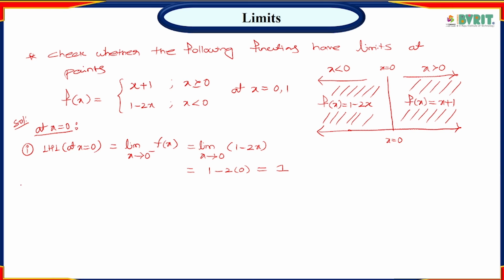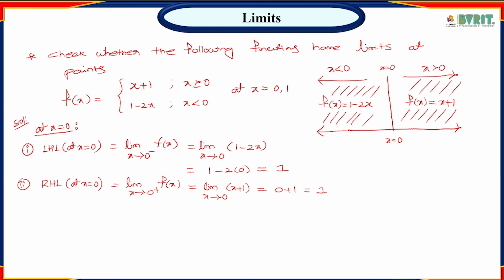Then similarly the right hand limit at x is equal to 0. The right hand limit is nothing but the limit x tends to 0 plus f of x. Limit x tends to 0 plus means x greater than 0. For x greater than 0, f of x is equal to x plus 1. Here x plus 1 is equal to 0 plus 1, that is equal to 1.